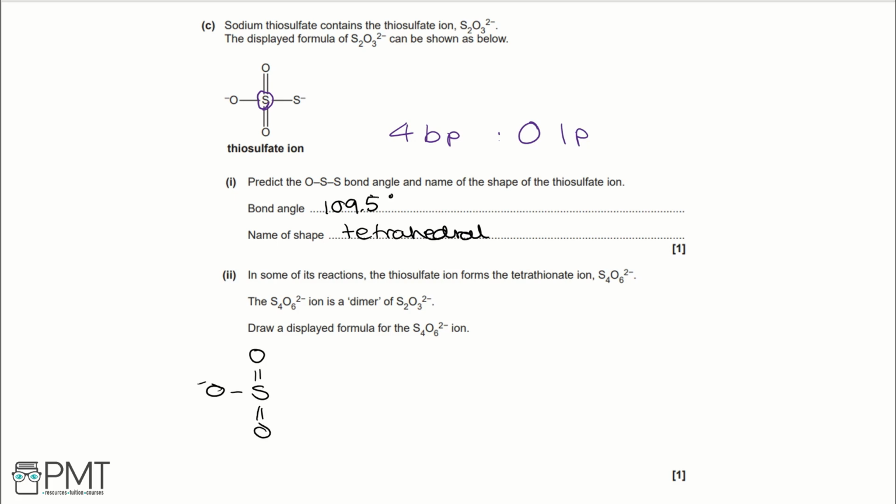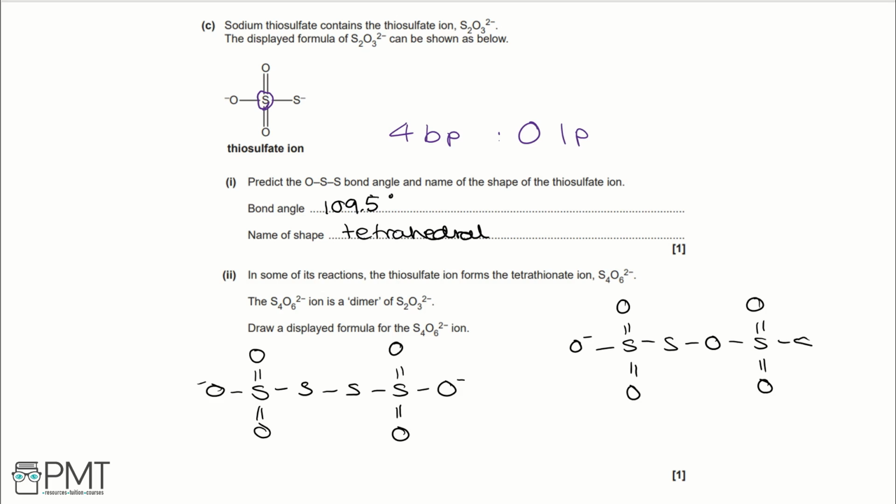So here I'm drawing the first one. And this is where the S bonds to the other S and the rest of the compound stays the same. So that's our first combination that would get you a mark for this question. Our second combination is where we have an O and an S bonding together, with the rest of the compound staying the same. This is another combination that would get you a mark for this question.